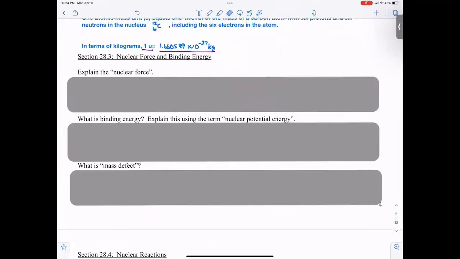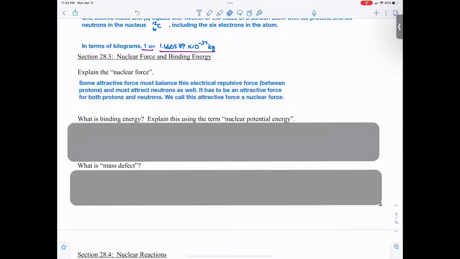Section 28.3, nuclear force and binding energy. Explain the nuclear force. Well, some attractive force must balance the electrical repulsion between protons. See, in the nucleus, all we have are protons and neutrons, and protons being positively charged want to repel each other. So there's got to be some force that's resisting this electrostatic repulsion. This force would be the nuclear force, okay? And this has to be an attractive force that's not only attracting protons together, but neutrons, which essentially have no charge. So we call this attractive force that's countering the repulsion a nuclear force.